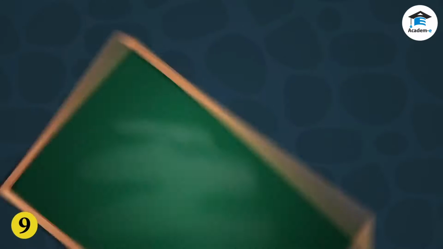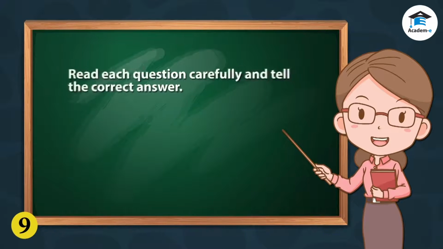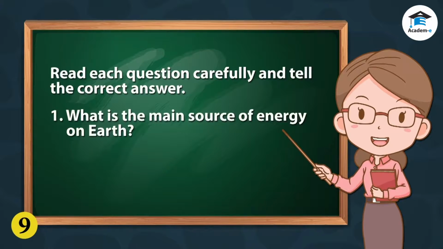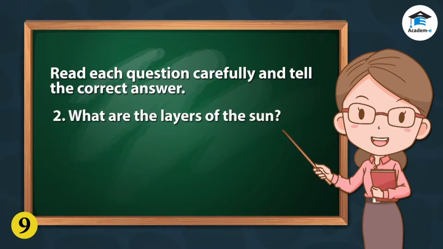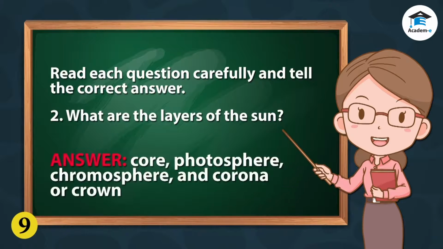To know how well you understand the lesson, let us have a short exercise. Read each question carefully and tell the correct answer. 1. What is the main source of energy on Earth? Answer: Sun. 2. What are the layers of the Sun? Answers: core, photosphere, chromosphere, and corona or crown.